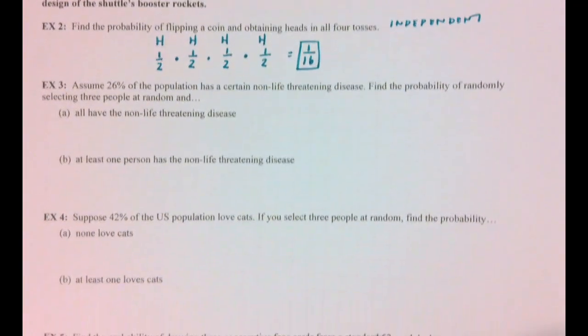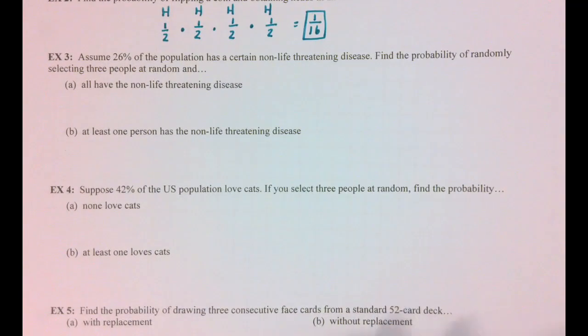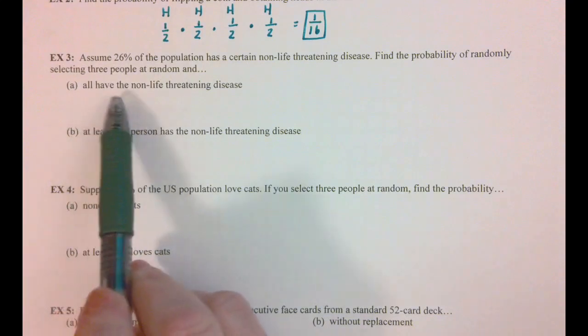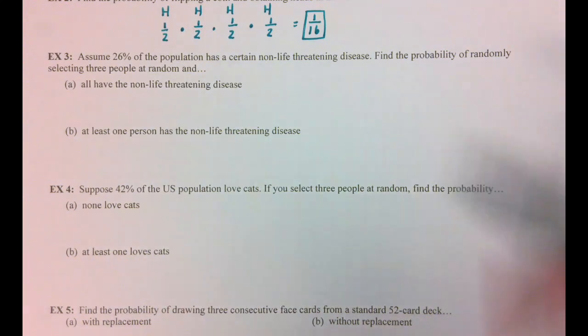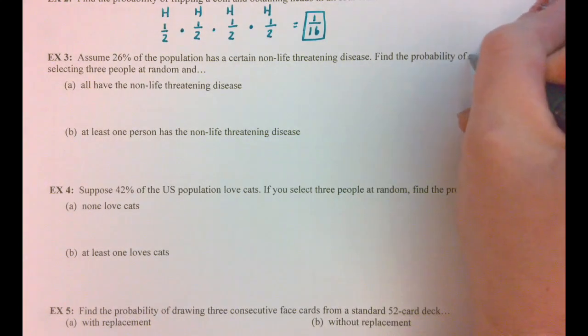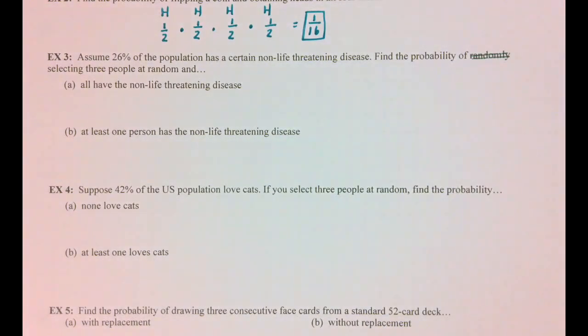Okay, next situation. Assume that 26% of the population has a certain non-life-threatening disease. Find the probability of selecting 3 people at random and all have the non-life-threatening disease. Okay, so here, I guess we're being redundant. We've said random twice, so we can just say random once. Let's do that.